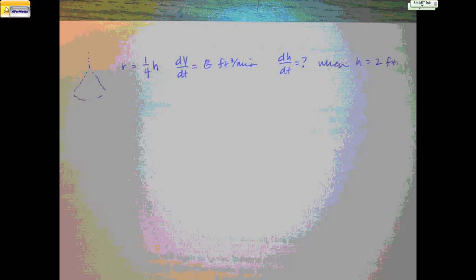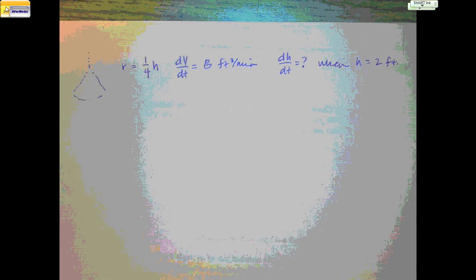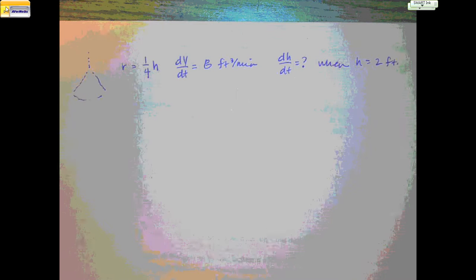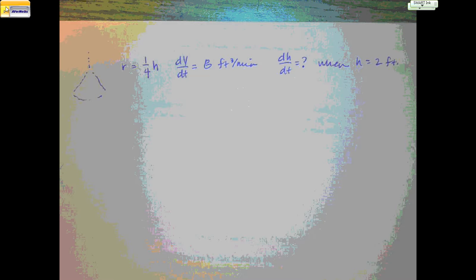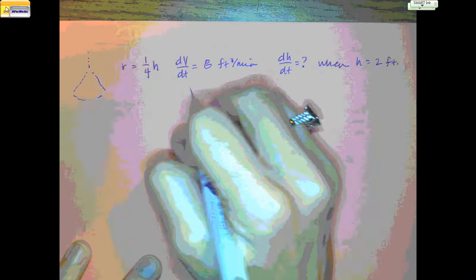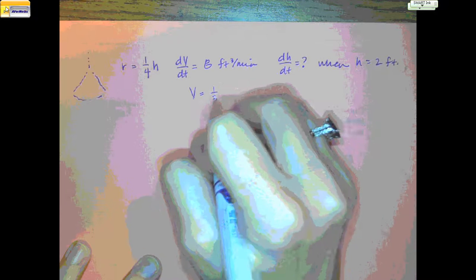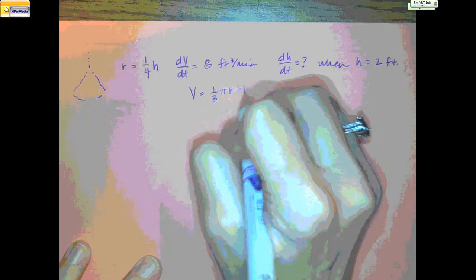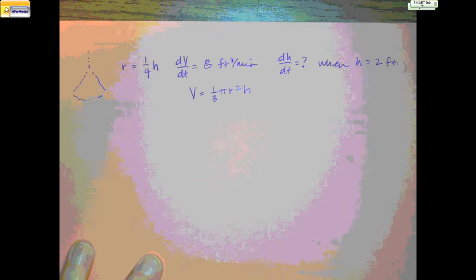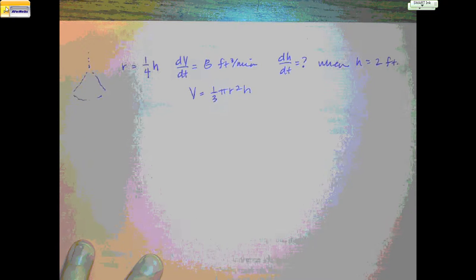What are we missing? We don't have a dr over dt, and we also don't have what? We don't have an equation. What is the equation? Good. 1/3 pi r squared h. If you don't know it now, know it by tomorrow. Volume of a cone.